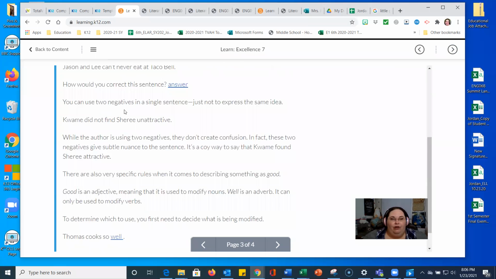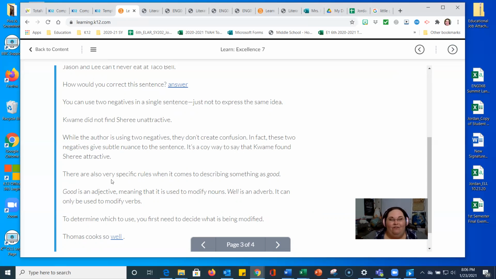You can use two negatives in a single sentence, just not to express the same idea. Kwame did not find Siri unattractive. If he did not find Siri unattractive, that means he thinks she's nice looking. While the author is using two negatives, they don't create confusion. In fact, these two negatives give subtle nuance to the sentence. It's a coy way to say that Kwame found Siri attractive.